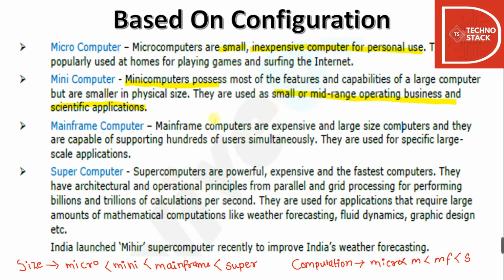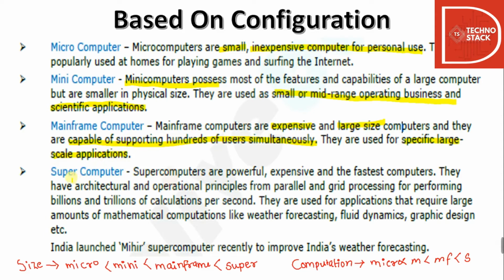So mainframe computers are expensive. They're expensive compared to the other two. They're large in size compared to both of them, mini and micro, and they're capable of supporting hundreds of users simultaneously. They are used for specific large-scale applications. For very specific applications they are used. Nowadays mainframes are used very less.